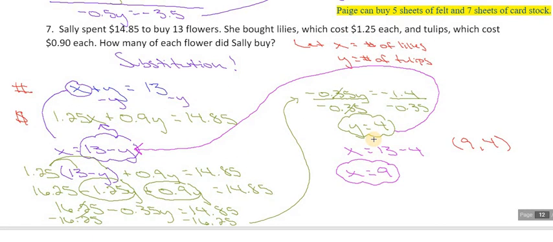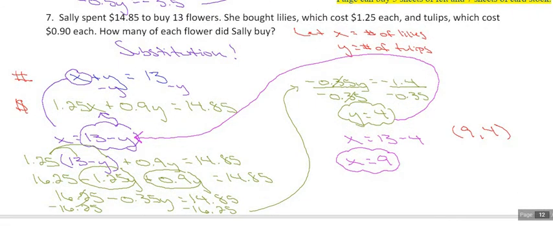But let's go ahead and write our solution with words. So how many of each flower did Sally buy? Well, if x is 9 and y is 4, it means she bought 9 lilies and 4 tulips.